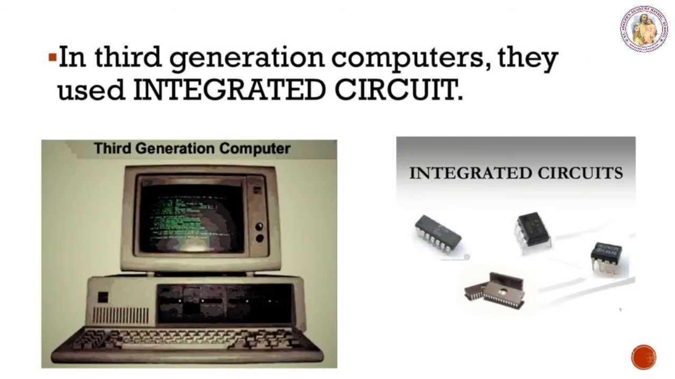Third generation computers. The period of third generation computers was from 1965 to 1971. The computers of the third generation used integrated circuits, in short ICs, in place of transistors. A single IC has many transistors, resistors and capacitors along with the associated circuitry. The integrated circuit is shown in the picture.